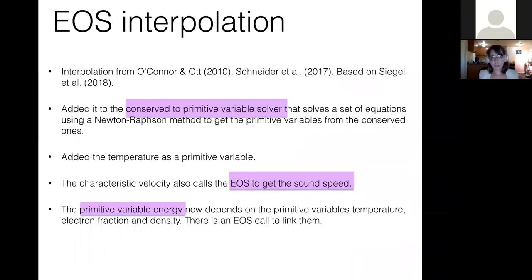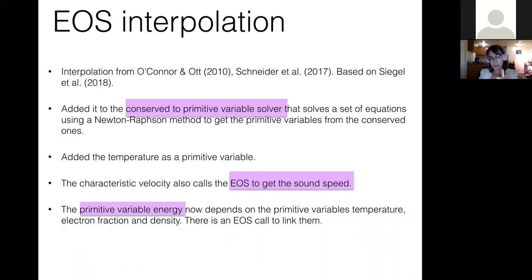So let me give an overview of where we actually put the EOS. The interpolation that we do from the EOS comes from this really nice driver by Evan and Schneider, and it's actually based on Dan's really cool paper. And this is all on the stellarcollapse.org webpage, just so you know. And we needed to add it in 3 places.